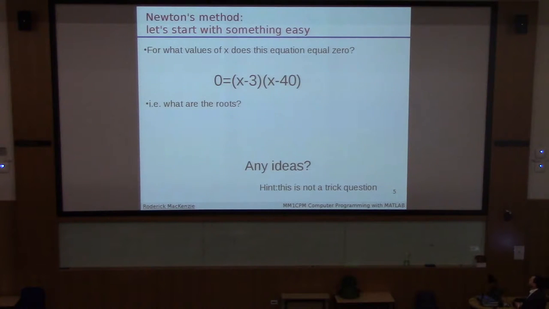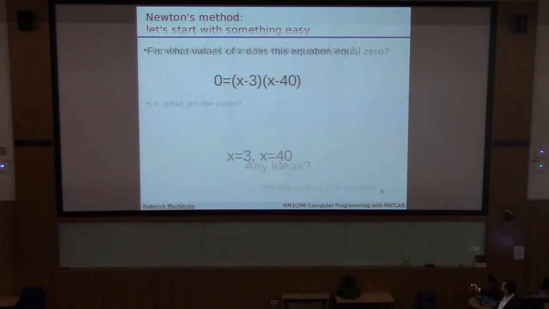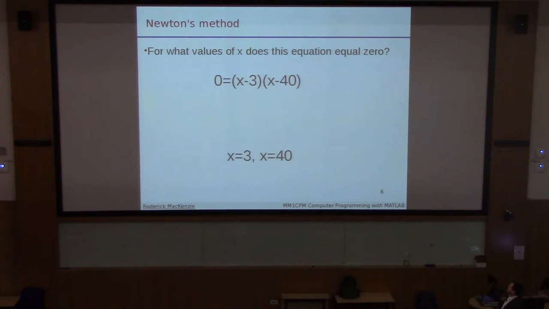So this is not a trick question. If you got given this in a GCSE maths exam, and they said, what's the answer to this equation? When does this equation equal 0? What would the answers be? 3 and 40, fantastic. So this is not a trick question. 3 and 40, you got that, fantastic.